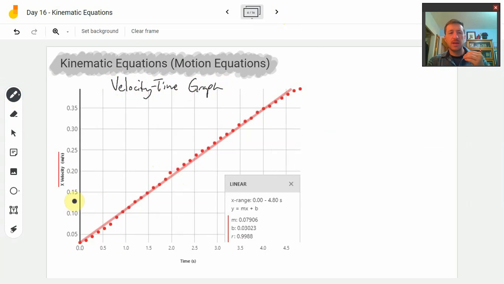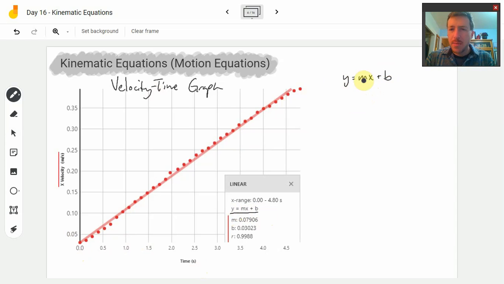I want to find the equation that represents the velocity at any given time, because that's what this graph is showing: the velocity over time. I get this nice linear fit, and it gives me this equation, y equals mx plus b. This is the general equation for a straight line, for a linear fit.